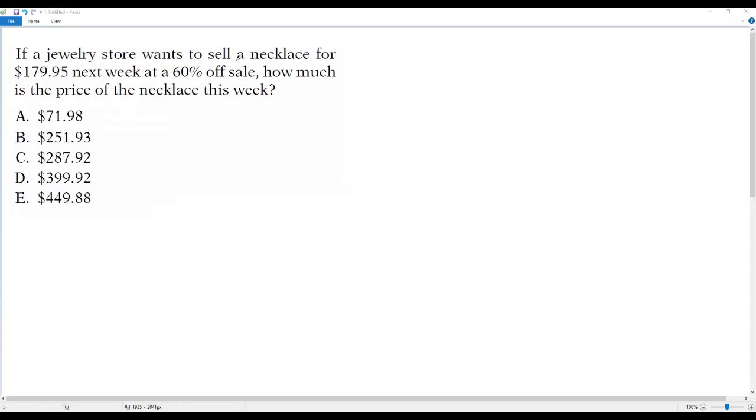If a jewelry store wants to sell a necklace for $179.95 next week at a 60% off sale, how much is the price of the necklace this week? Let's assume this week's price of the necklace is X dollars.